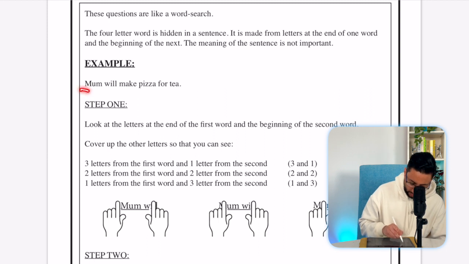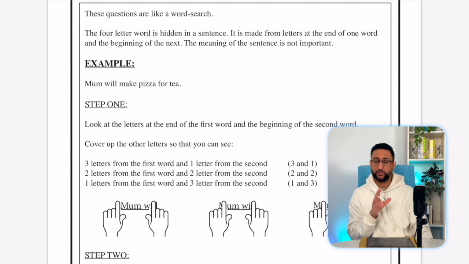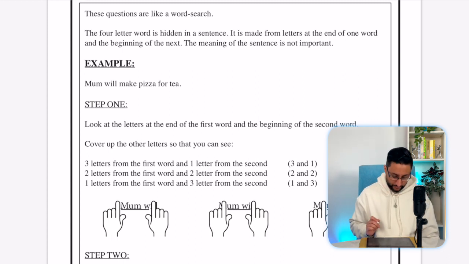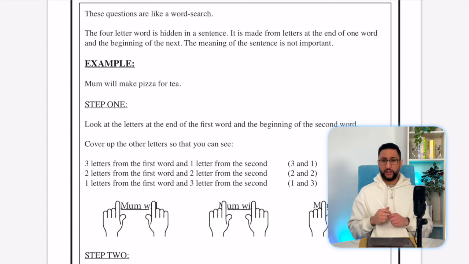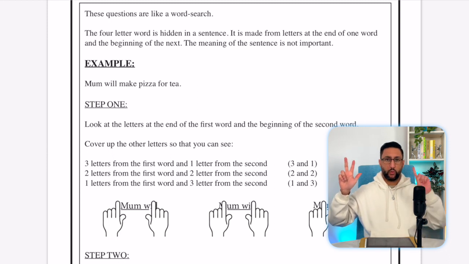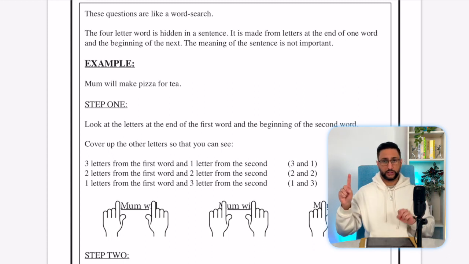So take a look at this example. This sentence says, Mum will make pizza for tea. Now somewhere between two of these words in this sentence is a four-letter word. Again, it's not relevant what the sentence is, we're just trying to find this hidden word within the sentence. The way that I like to do this is to think of the different options that you could have. So you could have 3 letters in the first word and 1 in the second word. You could have 2 letters in the first word and 2 letters in the second word. Or you could have 1 letter in the first word and 3 letters in the second word.